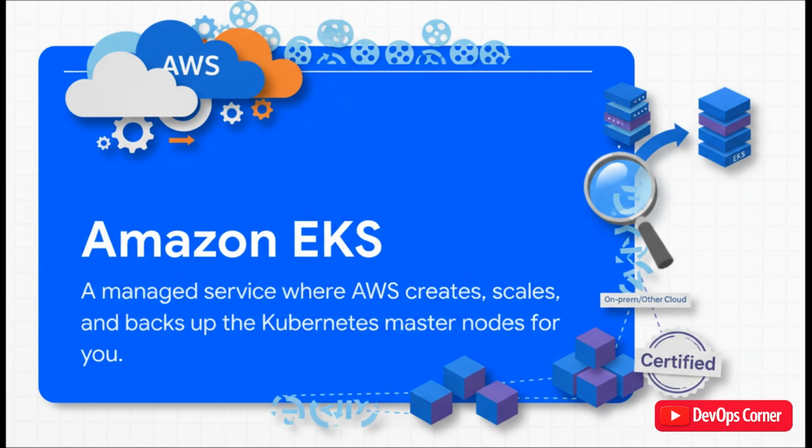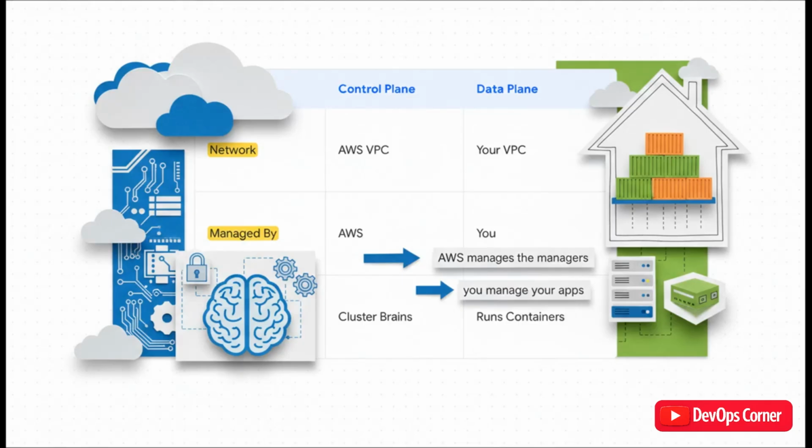But here's the really critical part. EKS is certified Kubernetes conformant. Now, that might sound like jargon, but it's a huge deal. It means EKS is running pure upstream Kubernetes. So if you've got stuff running in your own data center or even another cloud, you can move it to EKS with practically zero code changes. It just works. To really get your head around EKS, you have to understand this fundamental split.